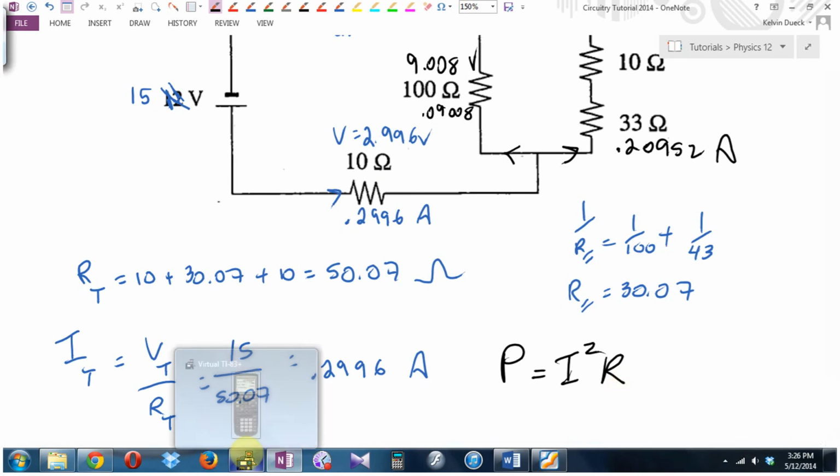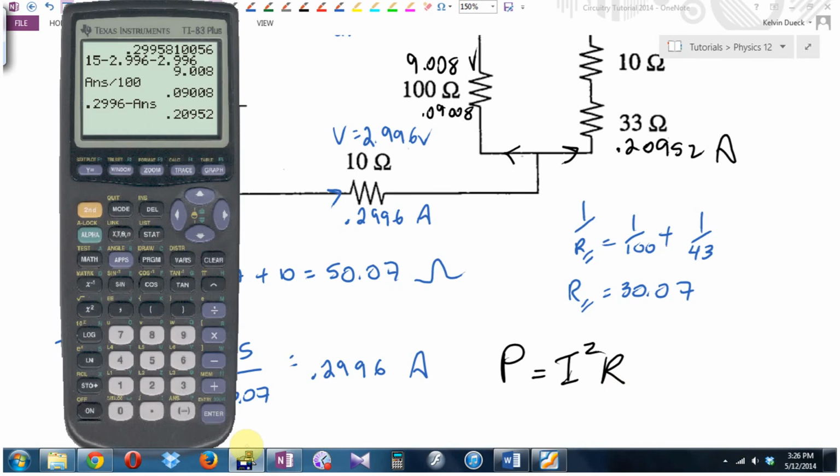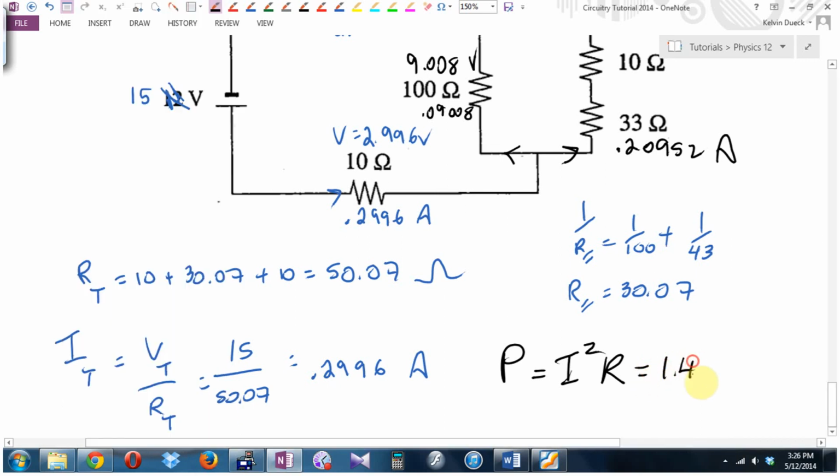Is that okay, Hakeem, or have I made a mistake? Think I'm good? So I squared times 33, you know what? 1.45 watts of power is being used up in that 33 ohm resistor.